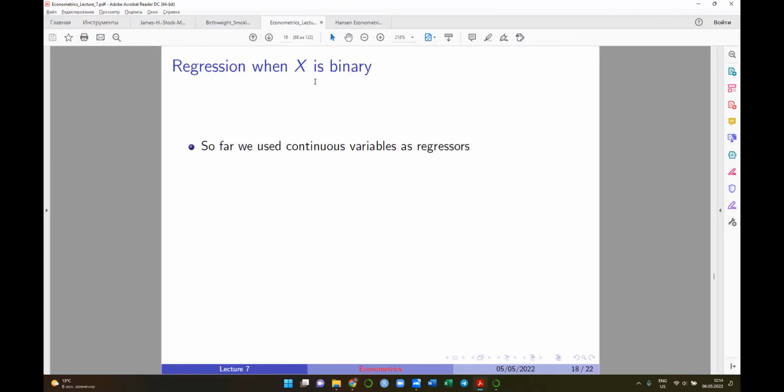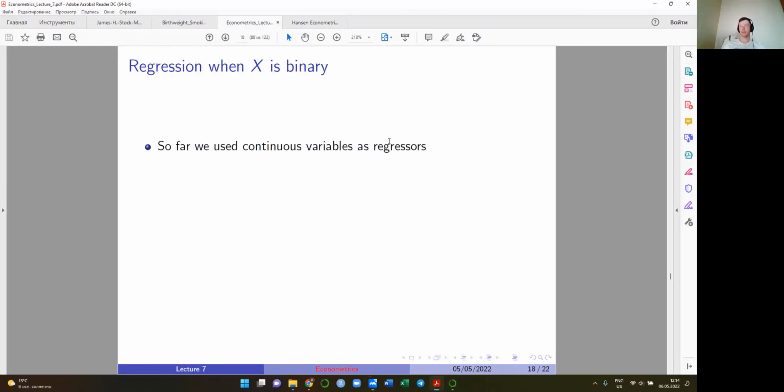I'd like to start with the last topic from yesterday's lecture. Let's briefly discuss this special case, and then we will have an exercise which is going to be somehow related to the multiple regression and also to this topic when X is binary.